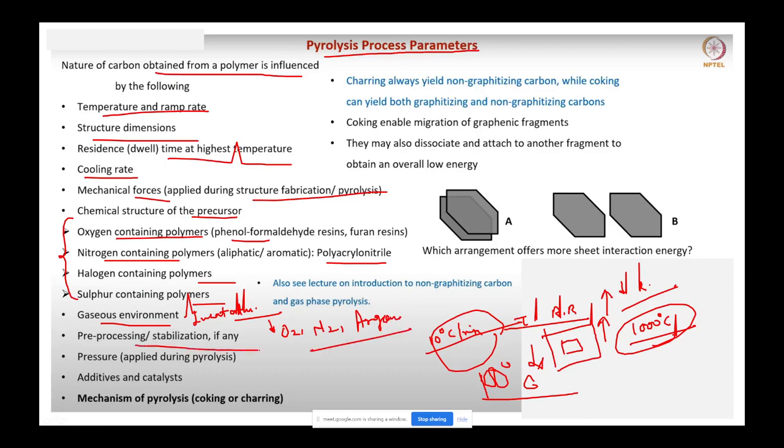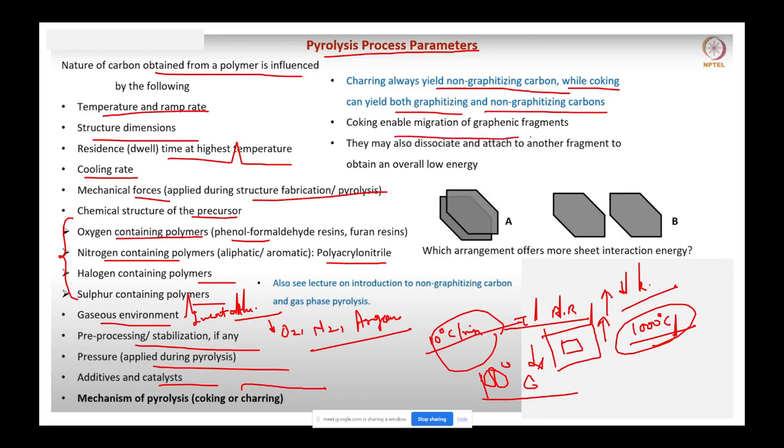Pre-processing stabilizations, pressures applied during the pyrolysis, additive and the catalyst that you are using. The mechanism of pyrolysis is coking and carrying, which I explained. Carrying always yields non-graphitizing carbon, because you will also get some porous structure, while coking can yield both graphitizing and non-graphitizing carbon.